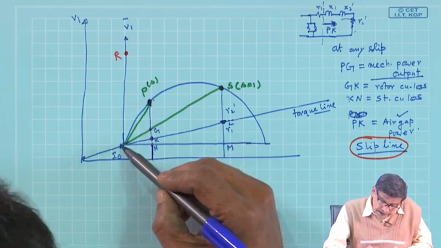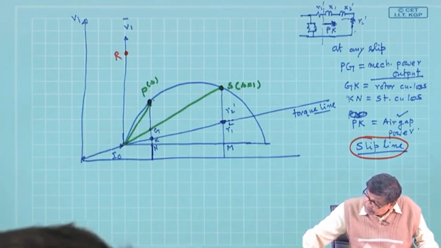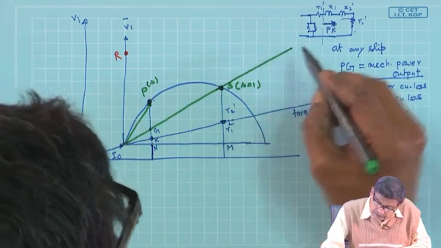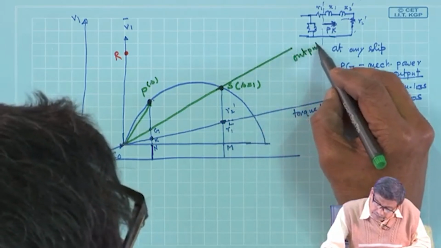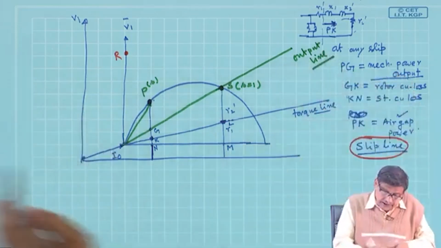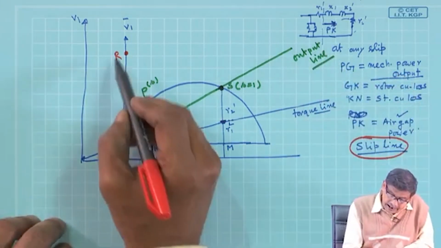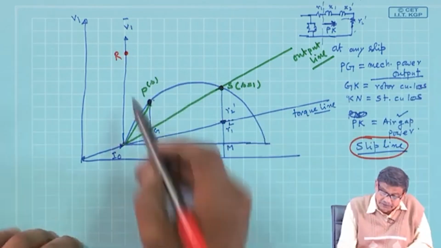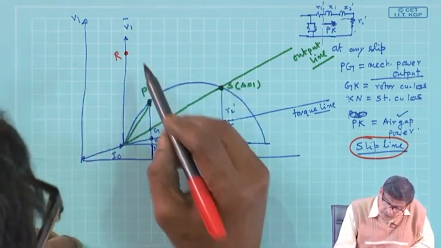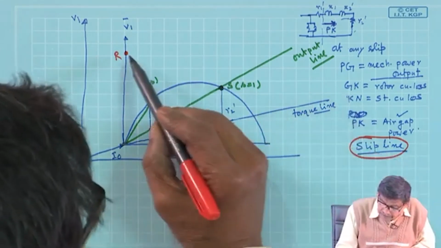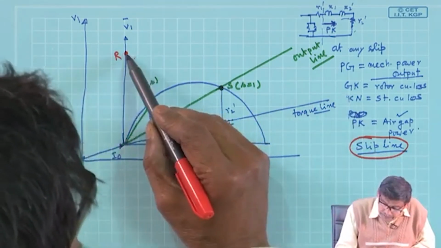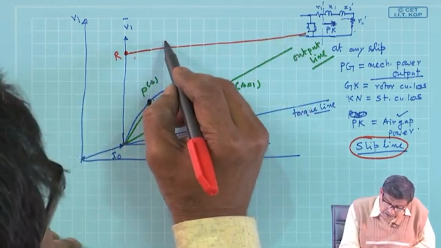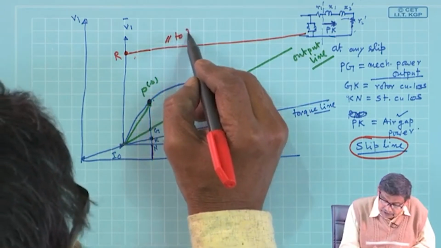Therefore, the intercept between this and this is called the output line. This is called the output line. Is that clear? Now, what you do, you take any point R on this V1 axis. You could select it here, but it will become very clumsy. So, take it above and draw a line parallel to this torque line. Okay. Draw a line parallel to this torque line. So, this line is parallel to torque line.